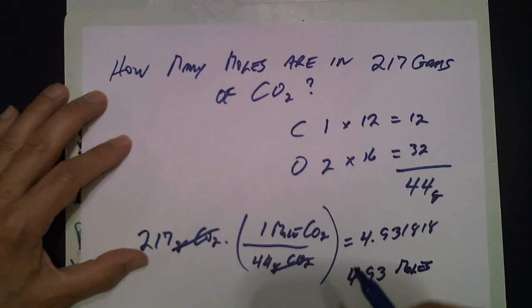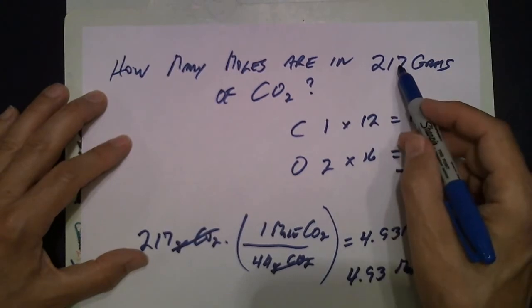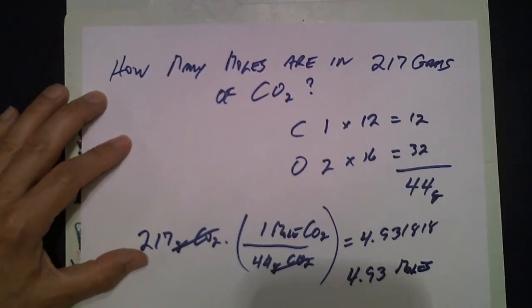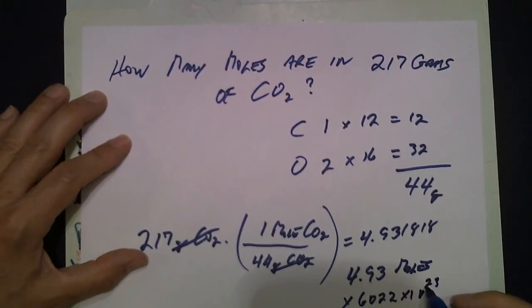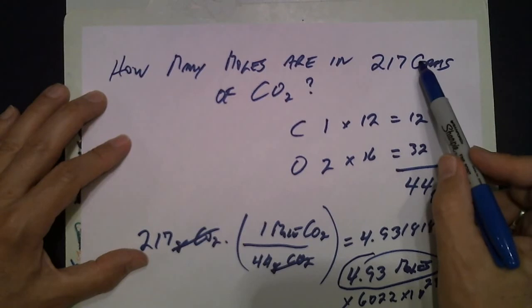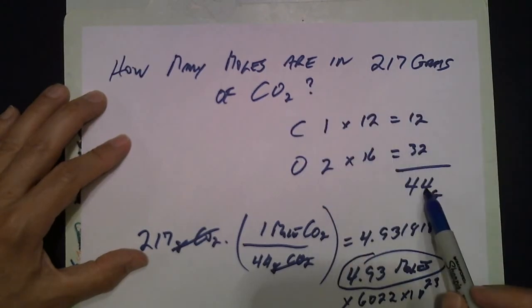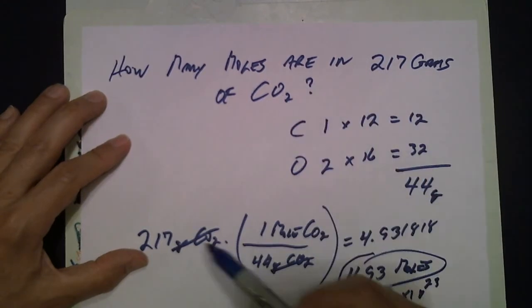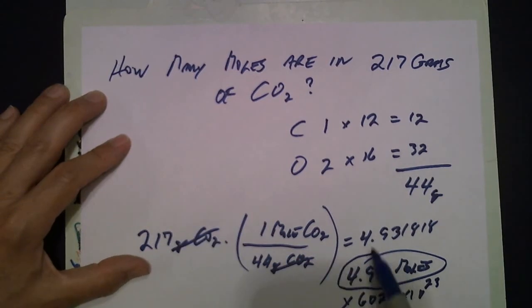What that says is that 217 grams have 4.93 moles, and we know that each mole has 6.022 times 10 to the 23rd molecules. So the number of molecules we had, if we have that many moles, would be that times 6.022 times 10 to the 23rd. And we could calculate the number of molecules we've got. But the important thing right now is to be able to calculate the number of moles you have in a certain number of grams by figuring out the molecular weight of that molecule and then doing a conversion to get the number of moles.